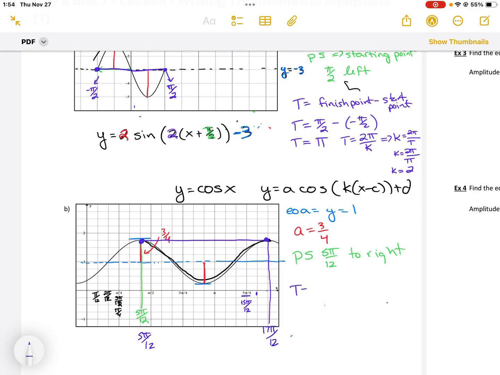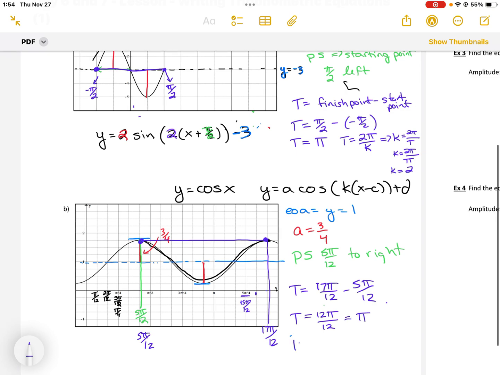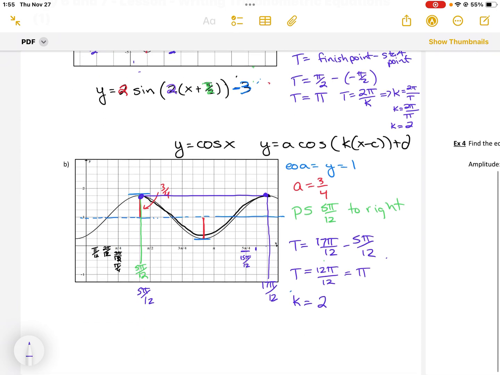So the neat thing here is that I can see that my period is going to be my end point take away the starting point. 17 minus 5 is 12. So I get 12 pi over 12, which is just equal to pi, which is actually the same as the one above. This means that my k value is also the same because the period of sine and cos are the same. And now I can write my equation by putting all those values in.